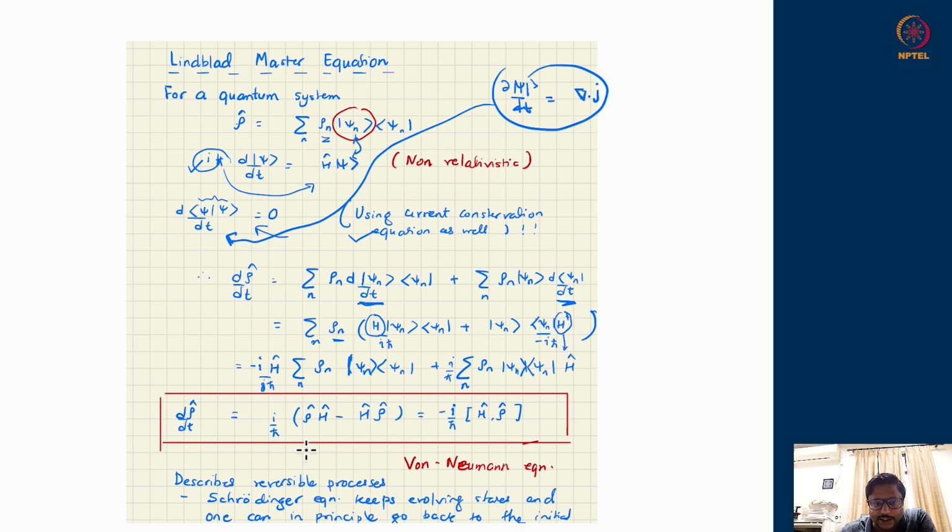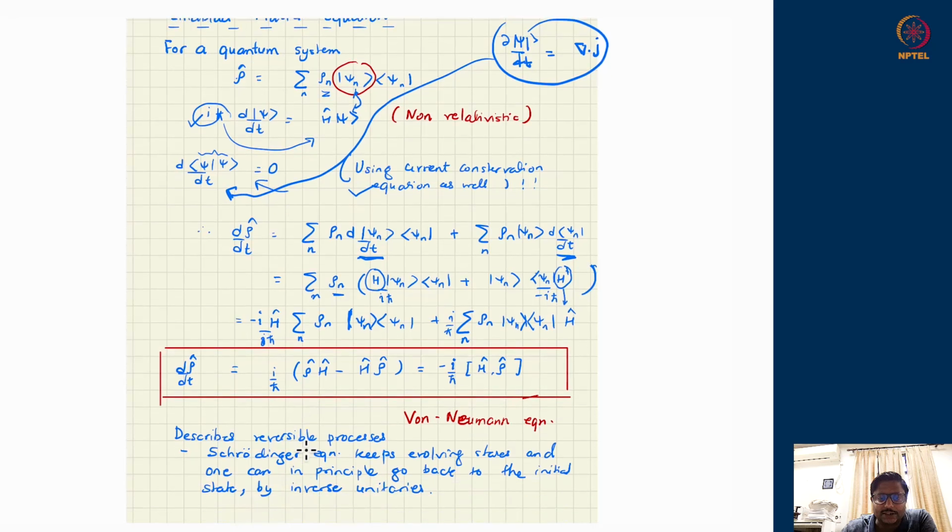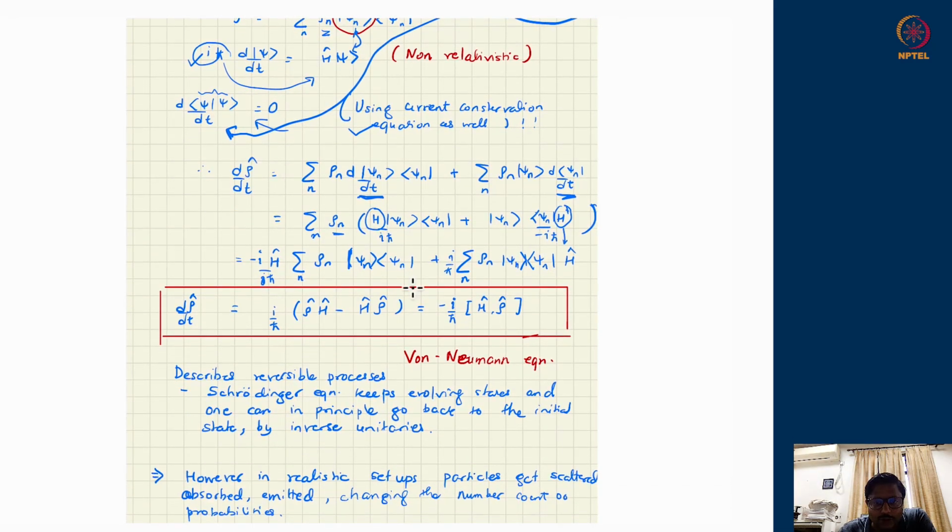So, putting everything together, the time derivative of the density matrix can be written in a nice commutator form. All this algebra leads up to the so-called von Neumann density evolution equation. Now this is for a unitary process, as long as the Hamiltonian is completely Hermitian. This describes the dynamics of reversible processes.